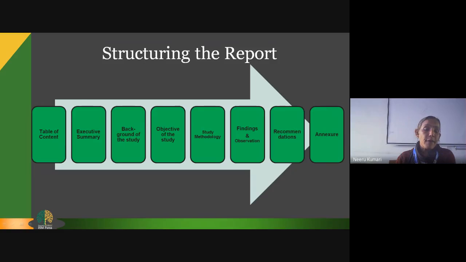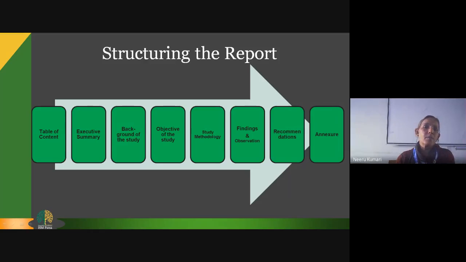Then comes the findings and the recommendations that you are sharing, along with the annexure. After doing all these, at the end, you're going to present your executive summary. Please remember, the executive summary must have all the relevant information in gist. That is, it must be an abstract of all the necessary information that you have included in the report.